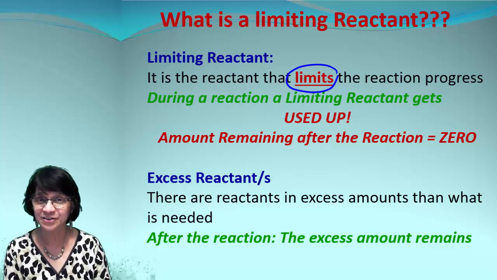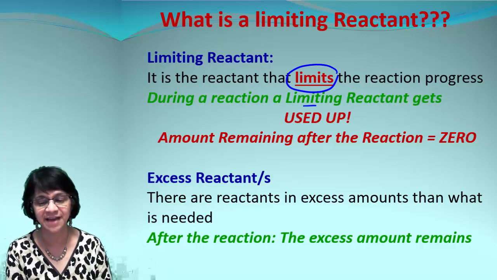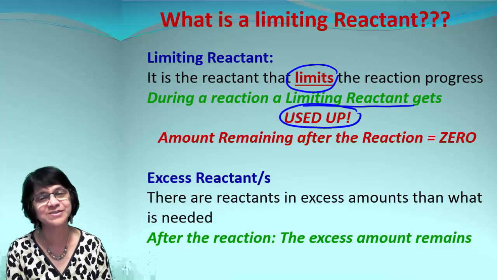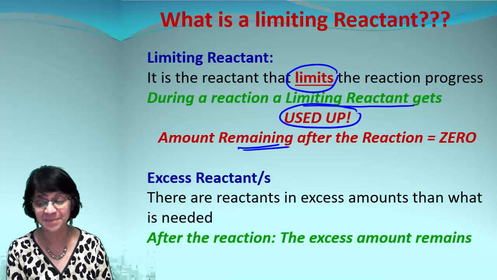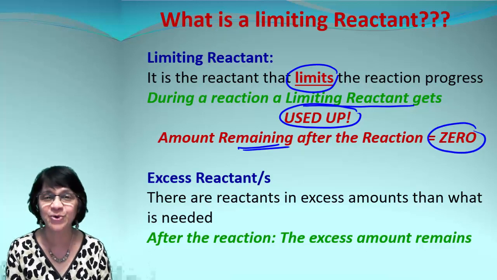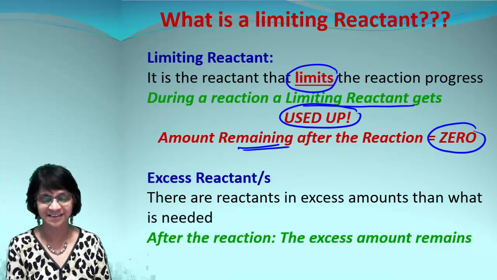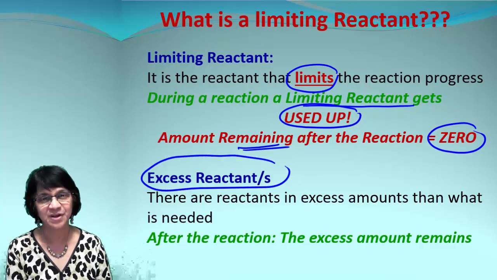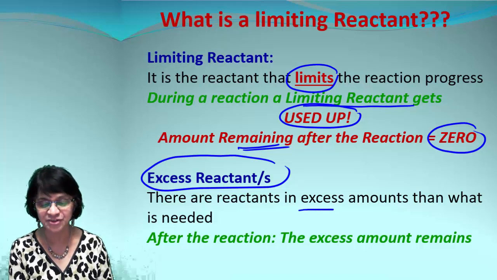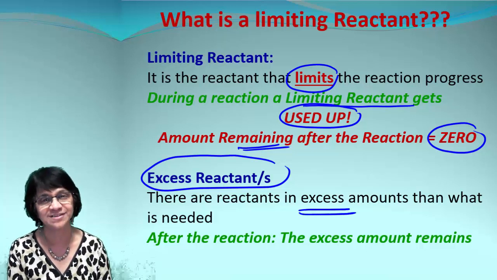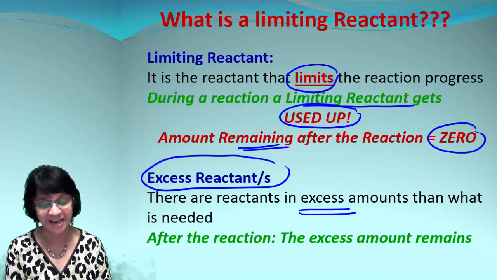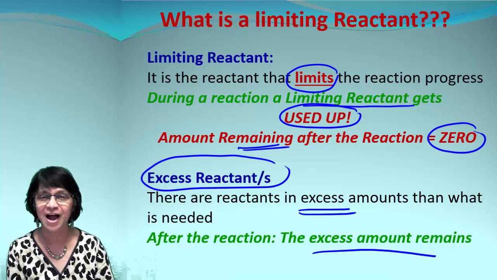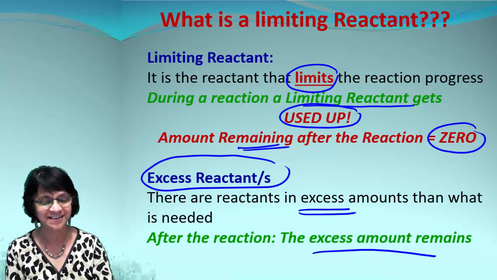What it means is, during the reaction, a limiting reactant is completely used up. So at the end of the reaction, how much is remaining? Zip zap, zero. There is no reactant remaining. Then there is excess reactant. Obviously it says everything with excess. These are the reactants which are present in excess amounts, and they will always remain in some quantity. So the excess amount is something we have to find out, how much is left after the reaction.